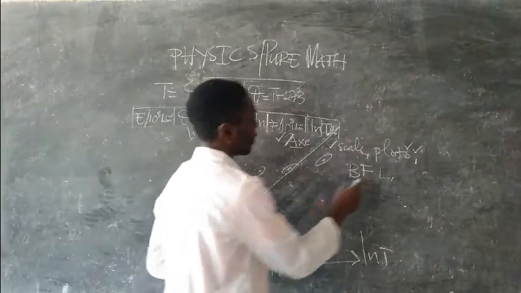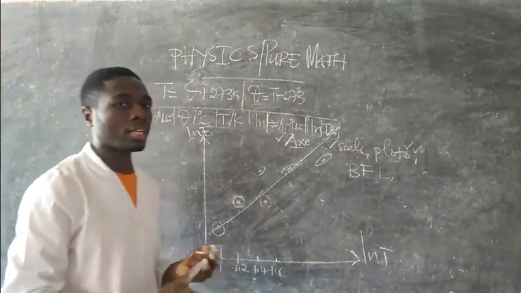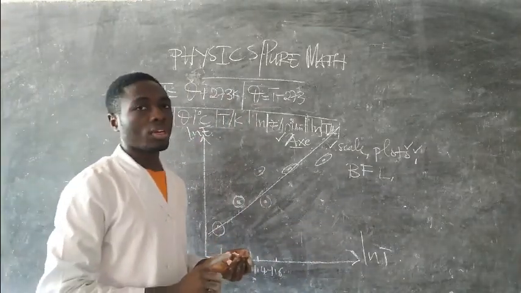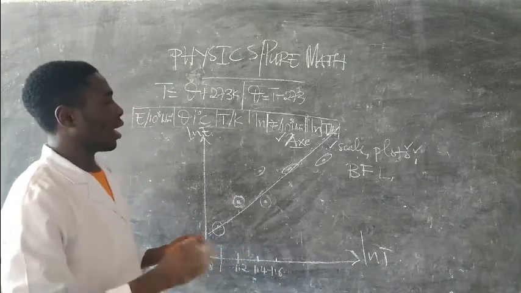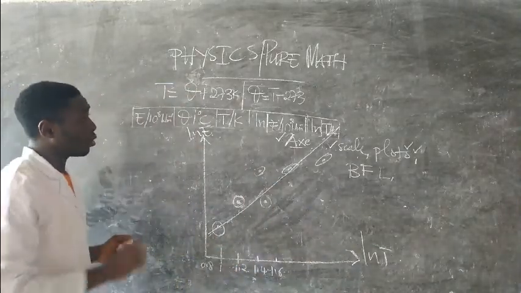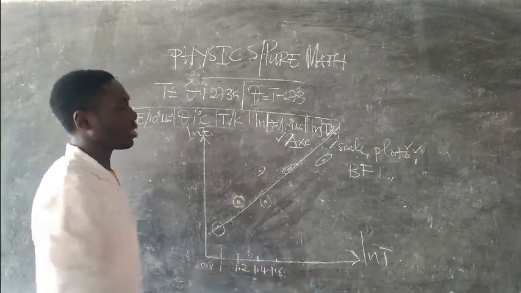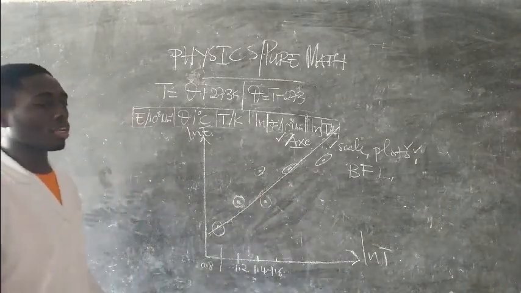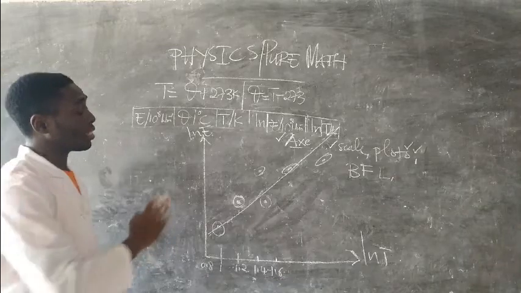So you draw your best fit line. It should not be thick, it should not be discontinuous, you should not print it and all of that, just very sharp. And you are done plotting the curve, and that's how you plot the graph.